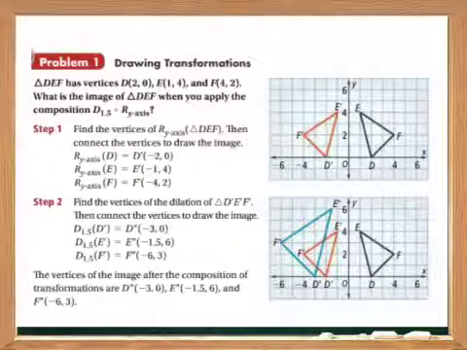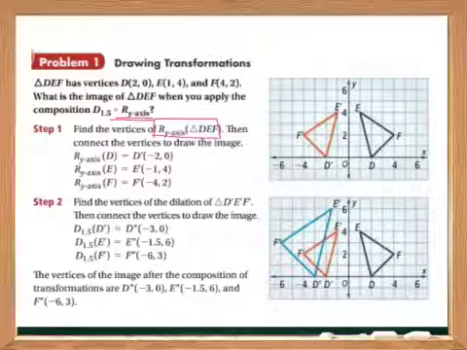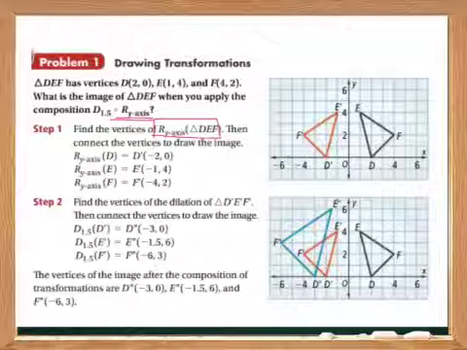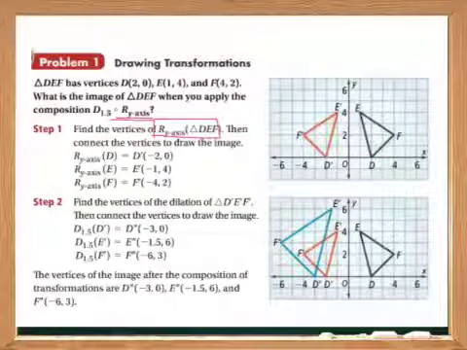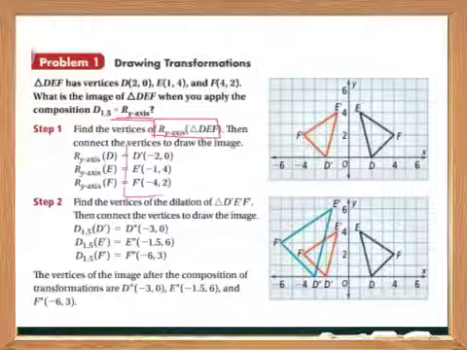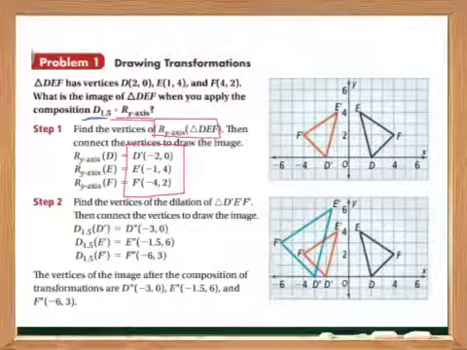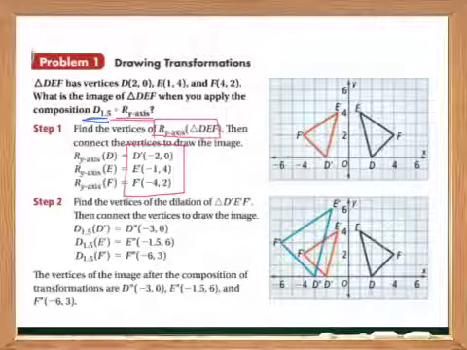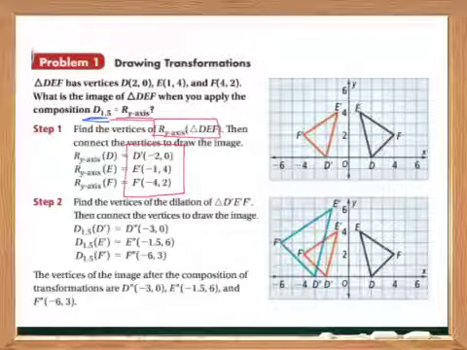Well, this means that we're going to do the reflection across the y-axis first. So that's what we have here. So we're going to take triangle DEF and reflect it across the y-axis, and that gives us these new coordinates. Then we're going to do the dilation of 1.5 to our new triangle, so to D prime, E prime, F prime.